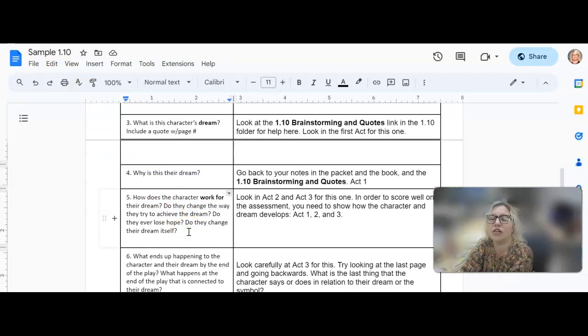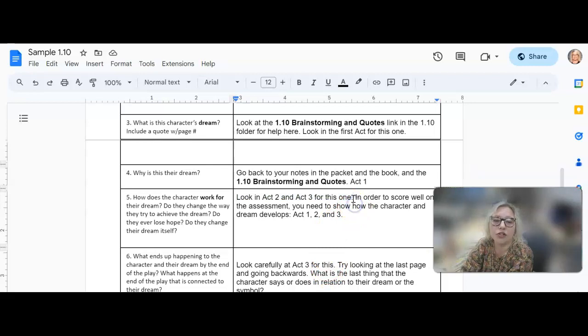All right, we can move on to number 5 after you've answered number 4. How does the character work for their dream? Do they change the way they try to achieve their dream, like Walter? Do they ever lose hope, like Beneatha? Do they change their dream itself? I think that is probably true for Walter, maybe others. For this one, you really need to look at Act 2 and Act 3.